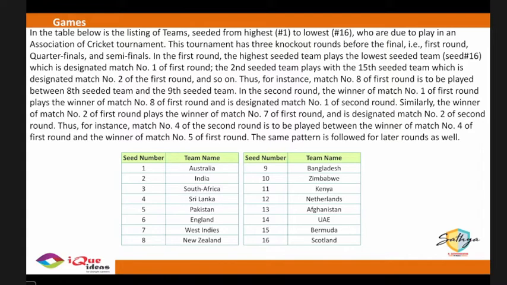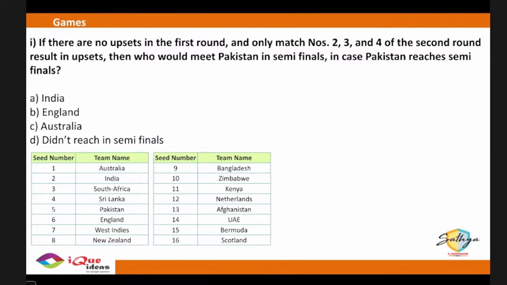It may sound confusing, but it's the basic rules of knockout which we have seen. So understood the question? The names of the 16 teams are given in the table. Did we understand the rules? It's the simple rules of a knockout tournament. Okay. So then here's the first question, and we have seen, now we have understood what is an upset.